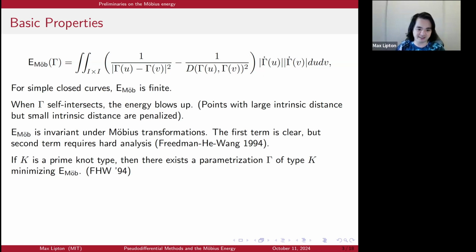However, other types of singularities can occur for non-composite knot types, namely, because of the scaling invariance of the Mobius energy, you can have non-trivially knotted segments of your curve essentially shrink down so much that they cease to exist in the limit, and the Mobius energy would not be able to detect that. And that's part of the reason why having prime knots is important for the existence of minimizers.